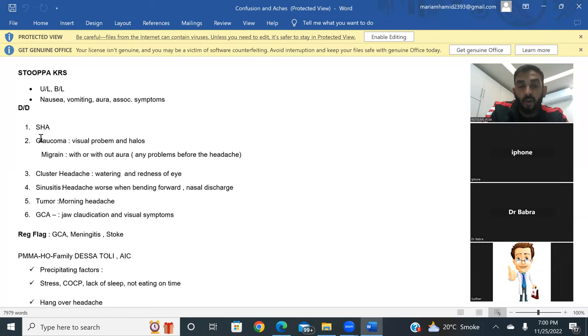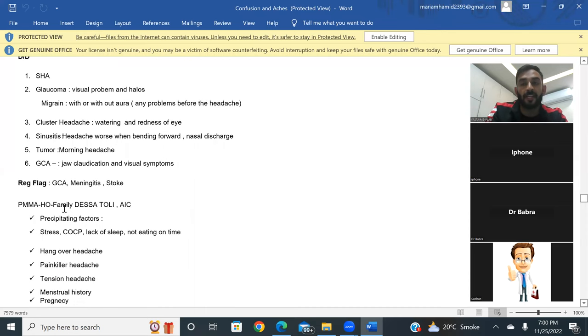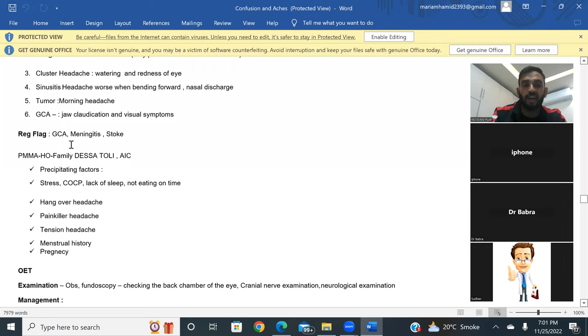Cluster headache: watering of eyes or redness of eyes, you need to ask. Then sinusitis: headache worse on bending forward and nasal discharge. Tumor questions: morning headache and progressive headache, because the progressive thing you have already done. Progressive and morning headache is very typical with the tumor. Then space occupying lesion, and GCA: jaw claudication, visual problems. These are the differential diagnosis questions you need to ask. Then rule out the red flags.